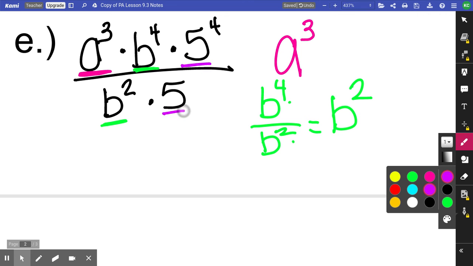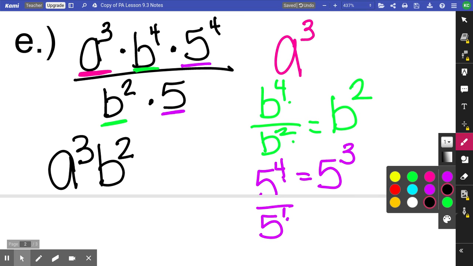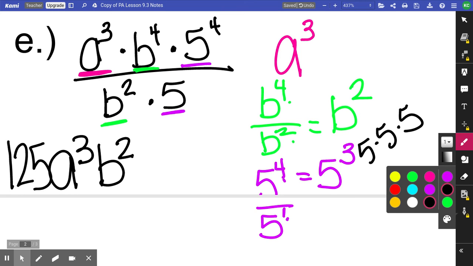Okay, now I have 5s. I have a base of 5. So I have 5 to the 4th over 5. Remember, if there's not an exponent, there's an understood 1. I'm dividing, so I'm going to subtract. 4 minus 1 is going to give me 5 to the 3rd. So now I can write this out all together. I'm going to have A to the 3rd times B to the 2nd times 5 to the 3rd. And we're going to go ahead and work that out. 5 times 5 times 5 is going to give me 125. So I get 125, A to the 3rd, B to the 2nd.